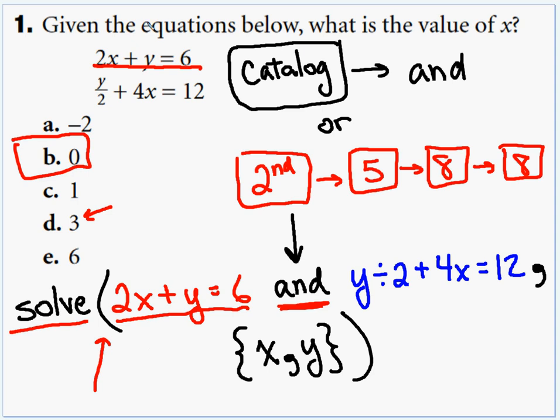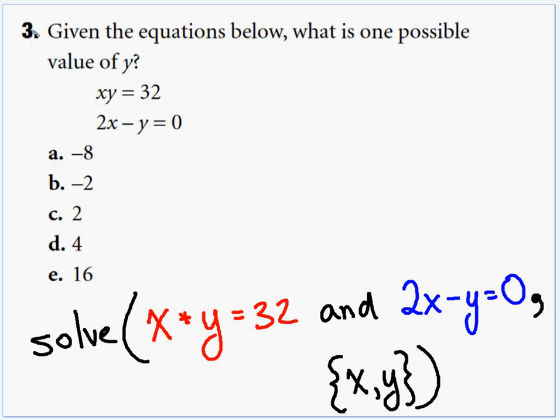Oh, okay, I remember what I did. Here we go. Next one. Given the equations below, what is one possible value of y? So here's our equation, xy equals 32, 2x minus y equals 0. Down here at the bottom, I've given you the step-by-step directions for the entry into the TI-89.